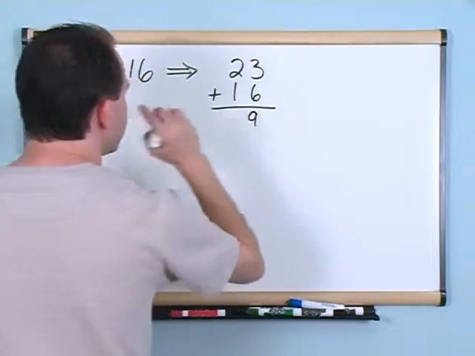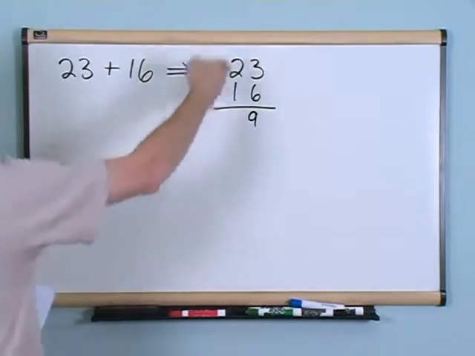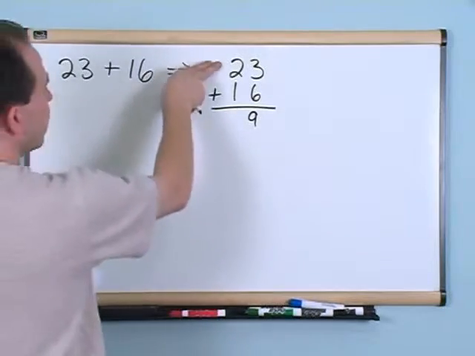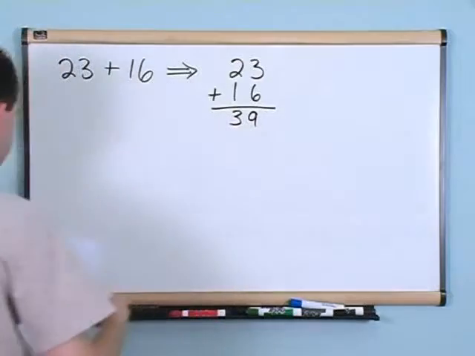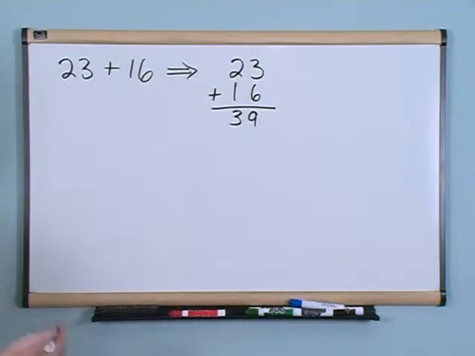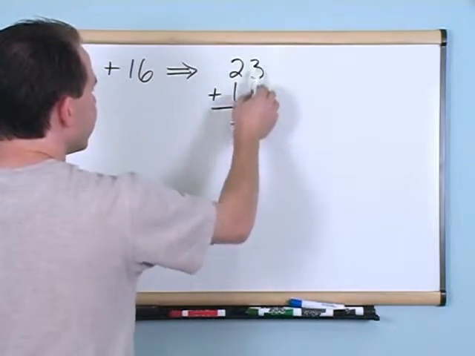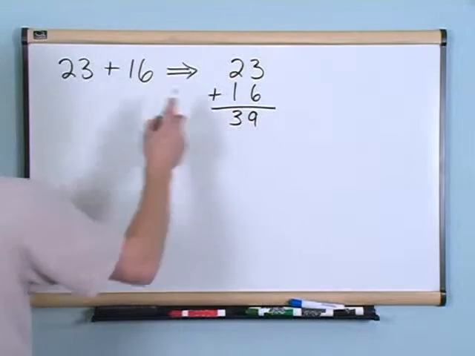So 9 is going to be in this column. We're done with that column. Now let's move over. 2 plus 1 gives you 3. So the answer is going to be 39. And there's nothing else to do. You just start in the right-hand column. 3 plus 6 is 9. And then move over. 2 plus 1 is 3.